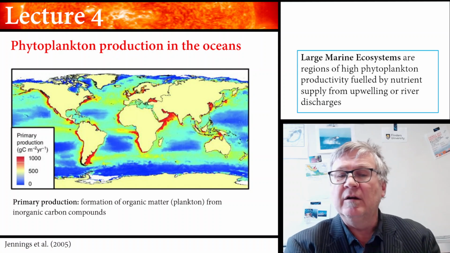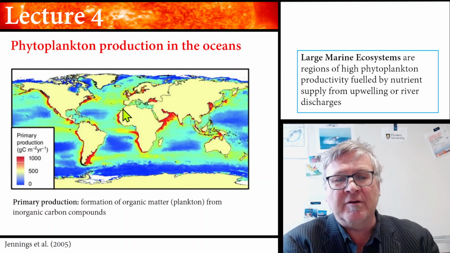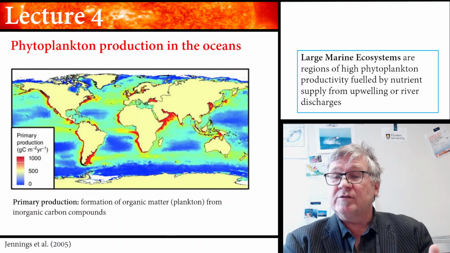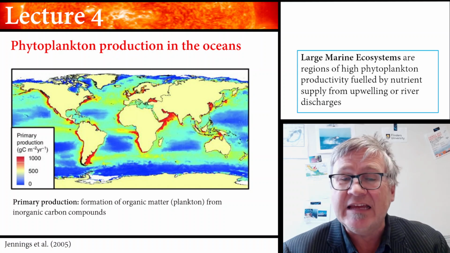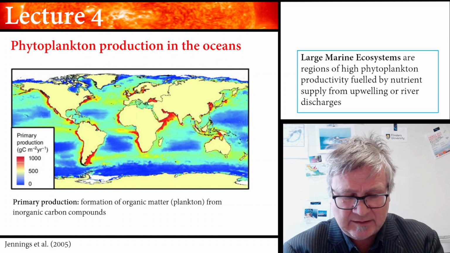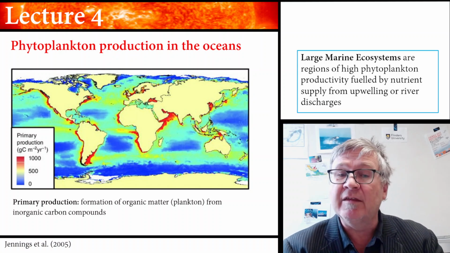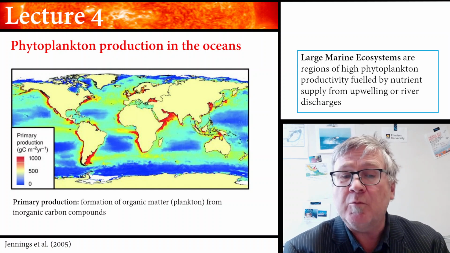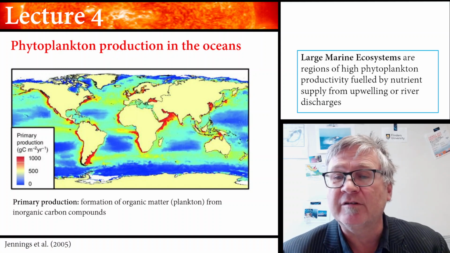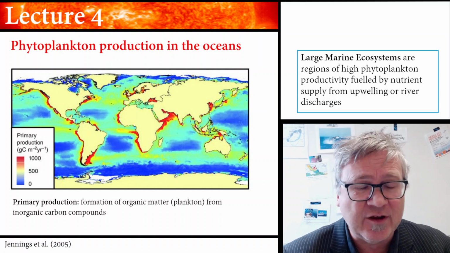So this is where marine food webs are created, the areas here in red. The largest systems are also known as large marine ecosystems, and they are the equivalent to terrestrial biomes. These are the marine biomes that we're talking about here. There are regions of high phytoplankton productivity fueled by nutrient supply from upwelling or river discharges.